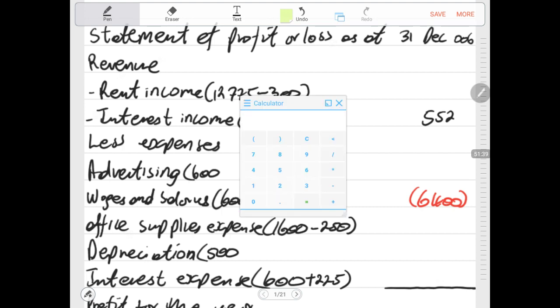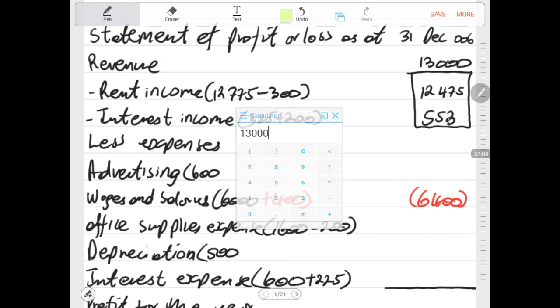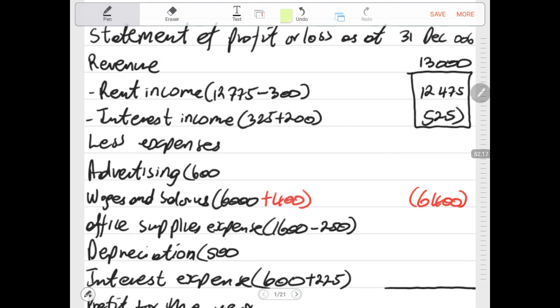Now let me just minus the 12,775 with the amount of 300 so that by this time I already have 12,475, and I can calculate the total of my revenue plus 525. I don't know why I said 522, yet I said 525. So we have 13,000 rands. Then we record this as 525. Total amount will exactly be 13,000 rands.